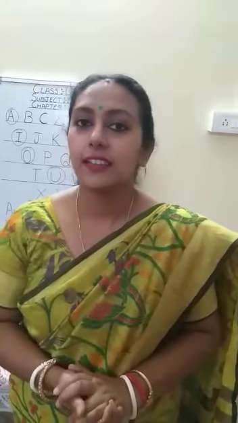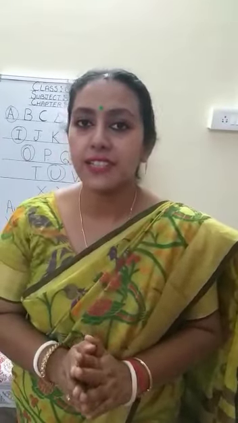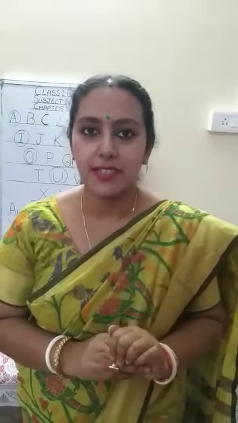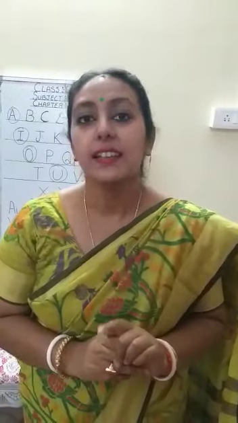Students, I think now you are clear with vowels and consonants. How many vowels are there? There are 5 vowels. And how many consonants are there? There are 21 consonants. So I think you are clear with it.